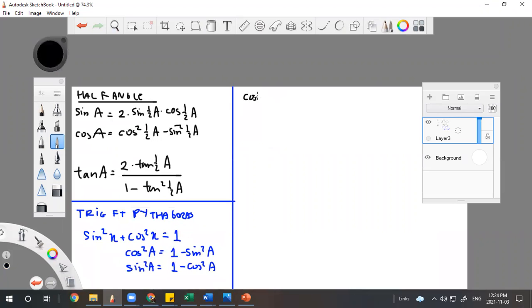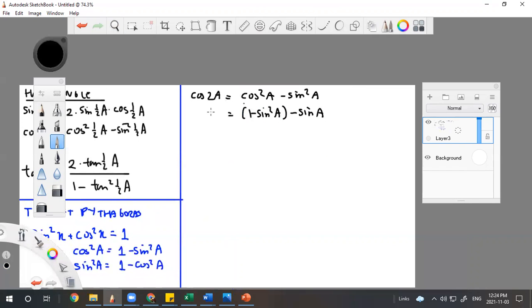Wait, cos 2A, what did we learn about cos 2A now? Cos 2A is cos square A minus sine square A, right? You can change the cos square A to 1 subtract sine square A, subtract sine square A. So cos 2A can also be written as 1 subtract 2 sine square A, as well as cos 2A can be written as cos square A subtract sine square A. What is sine square A? 1 subtract cos square A.